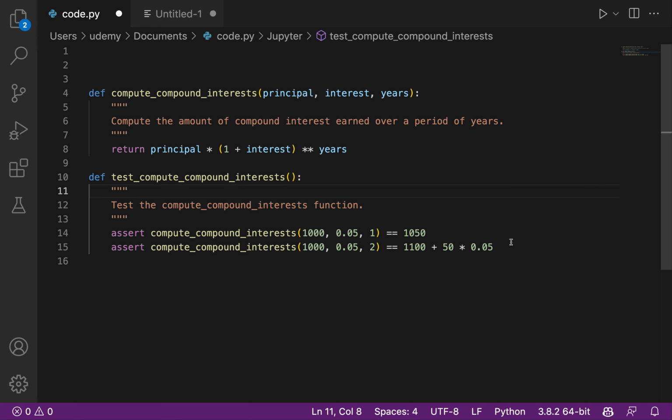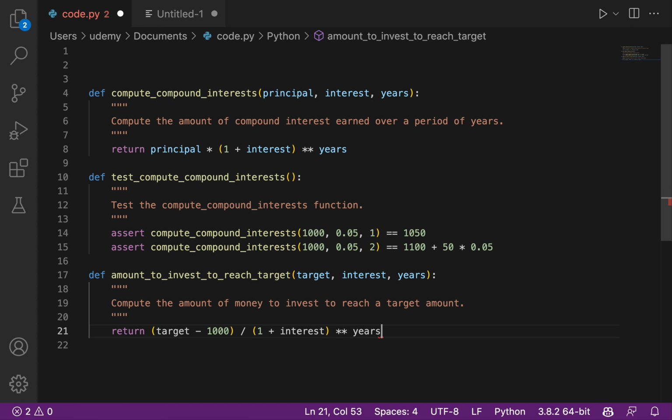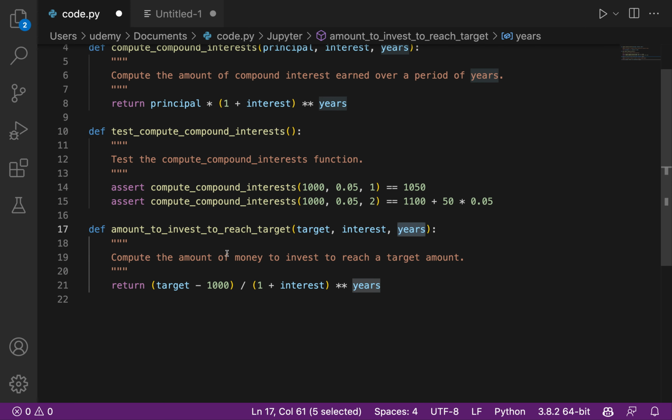Maybe we can now get to something a bit more involved. Let's say we want to be a millionaire within 20 years. So let's say def amount_to_invest_to_reach_target. Okay, so given a target, an interest rate and the number of years, that will give us the amount of money to invest to reach that target. So target minus 1,000, why is that?